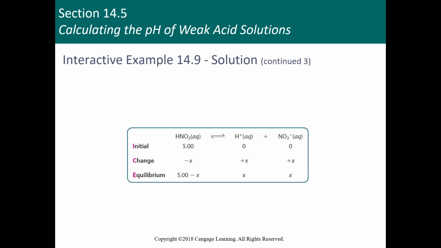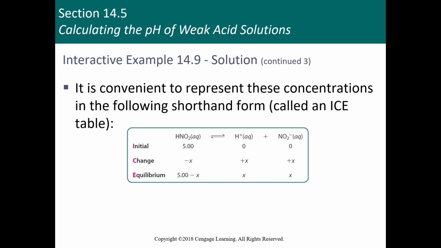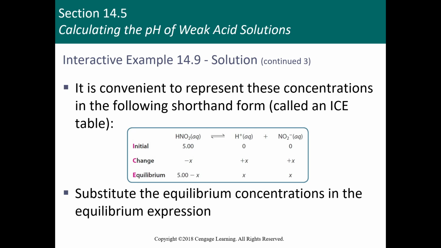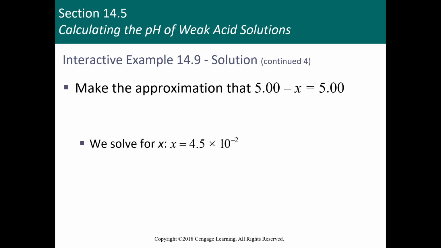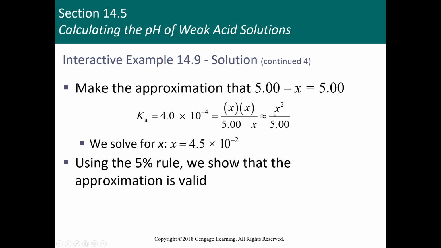Here's our ICE table. I have it in ICE table format even, which is quite nice, right? We have our initial value of our acid here minus the change, and that will give us our equilibrium value. And of course, our equilibrium value for these two are x's for each of these. All right, so we'll go ahead and substitute those in our equilibrium expression. Again, notice that this is a much smaller value than 5, right? And so we can just take and get rid of this minus x down here and just use 5.